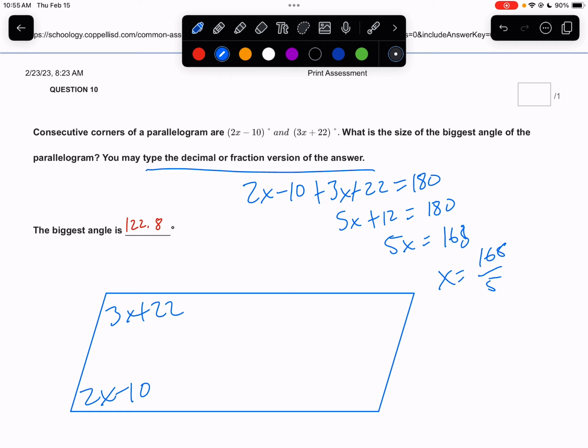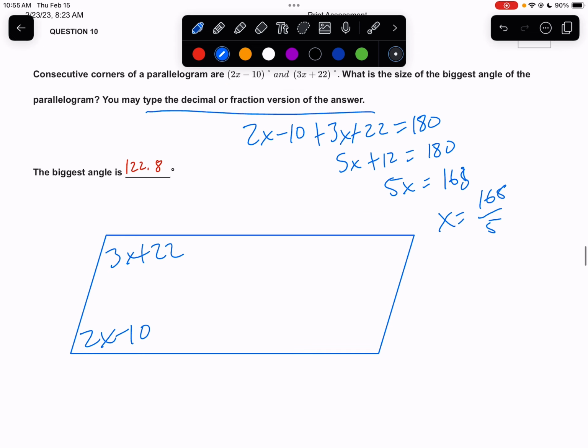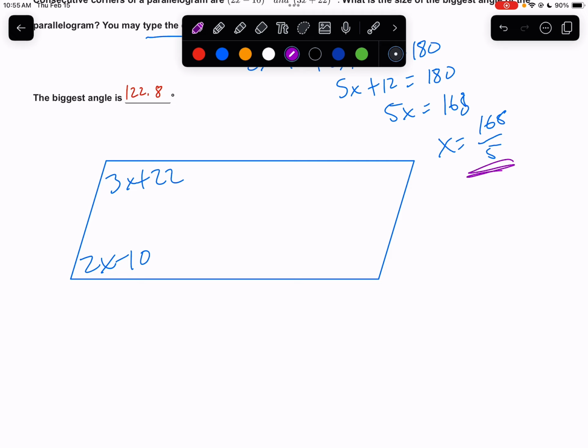168 over 5 is the smaller angle. No, sorry, that's x. So I got to plug that in. Good thing I typed it in. So that's what x equals. So I plug that in, right? So I'm going to store that into x. And so it could be 3x plus 22. This would be 614 over 5. Or 2x minus 10. And this would be 286 over 5. Well, which one's bigger? The 614 one is the bigger one for sure. And that equals 122.8. So you could type it either way. It says it'll take the fraction or decimal version of the answer.